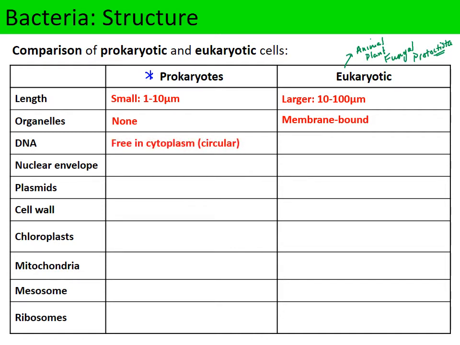Now, the DNA is free in the cytoplasm of prokaryotes and it's circular. Inside the nucleus of a eukaryotic cell, the DNA is always linear. That means it has a start point and an end point. So all your somatic or body cells inside the nucleus will have 46 molecules of DNA. And each long molecule of DNA obviously has 2 polynucleotide strands in a double helix. That long molecule of DNA is essentially a chromosome.